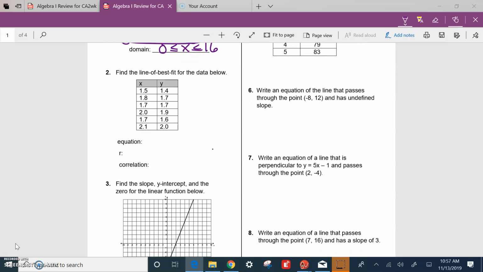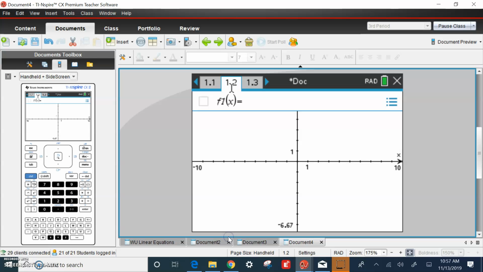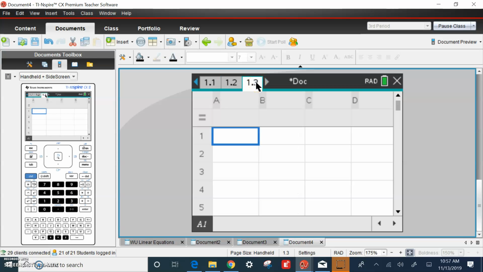So for the line of best fit, we need to find our m, our slope, and our y-intercept. For this one, we have to use the calculator, where we're going to go to lists and spreadsheets, and then we're going to do menu 4, 1, 3 after we plug in our numbers into the table. Make sure you open a new document. If it asks you to save something, you hit no.